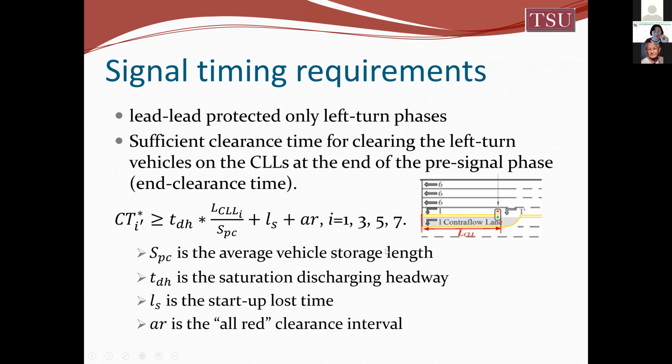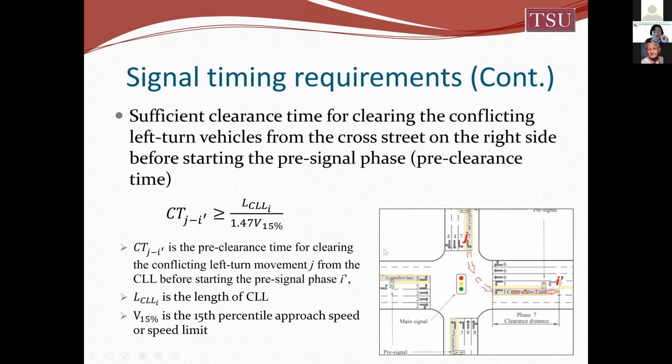The third major requirement concerns the vehicles in the contraflow left lane. These are the left-turning vehicles from the cross street. We need to clear these vehicles before we turn on the pre-signal lights and allow the left-turn vehicles to enter the contraflow left lane.